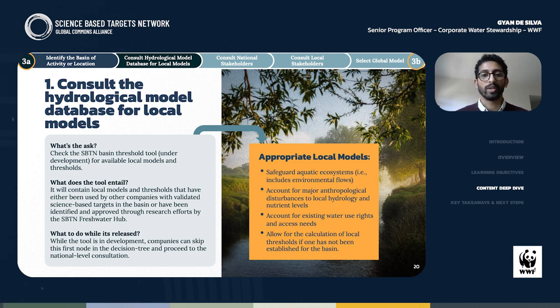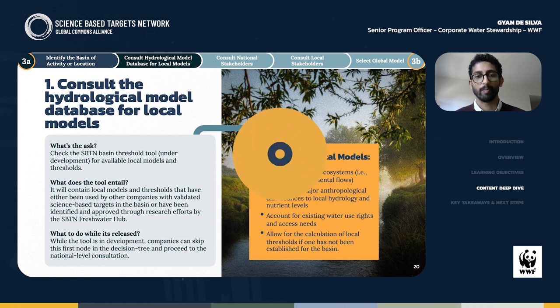So what criteria does an appropriate local model satisfy? Well, one, it safeguards aquatic ecosystems, i.e. it includes environmental flows. It accounts for major anthropogenic disturbances to local hydrology and nutrient levels. It accounts for existing water use rights and access needs. And it allows for the calculation of local thresholds if one has not already been established for the basin.